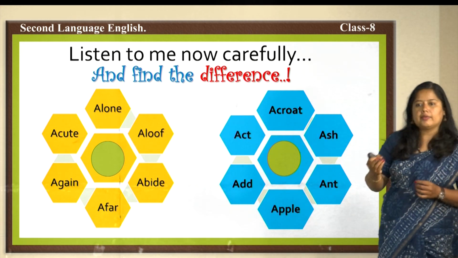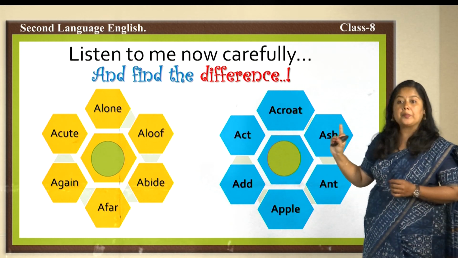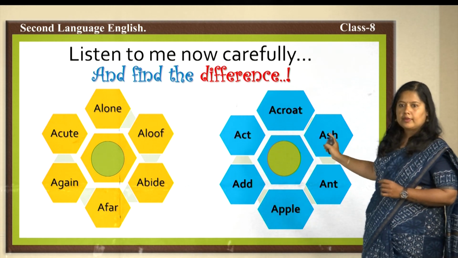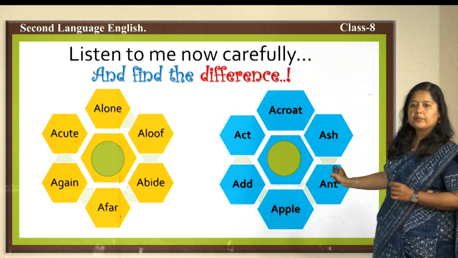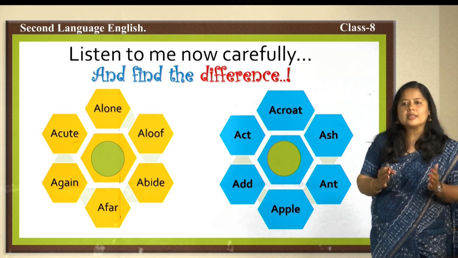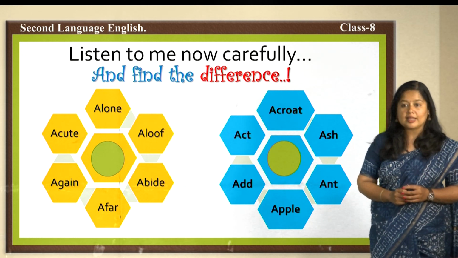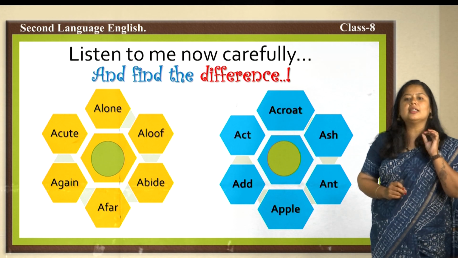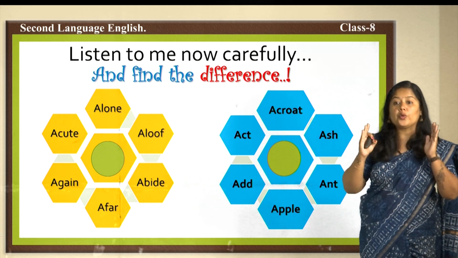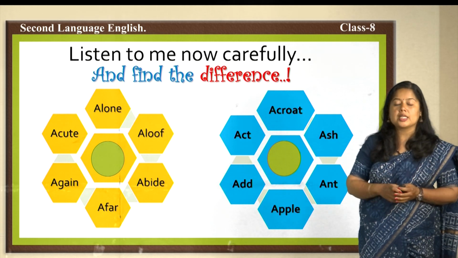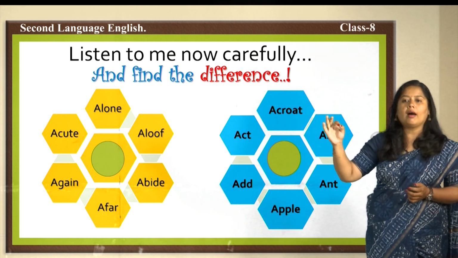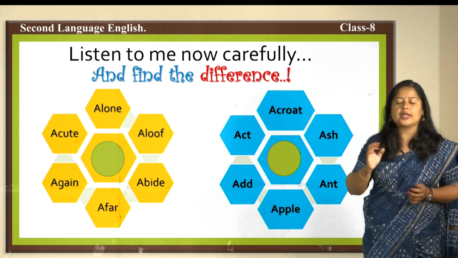So, now the words starting with the same letter, but I am pronouncing them in a different way. Can you get that? Acroat, ash, ant, apple, add and act. Don't you find some difference in pronunciation? Of course, they are starting with the same letter, but while pronouncing they have different sounds. So, what you need to concentrate on is sounds. We call it alone, but we say this as acroat. A and a sounds are different from each other.